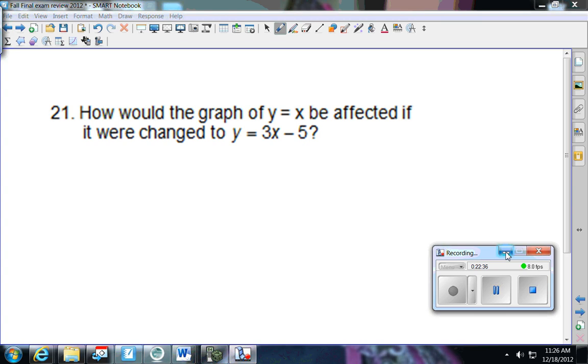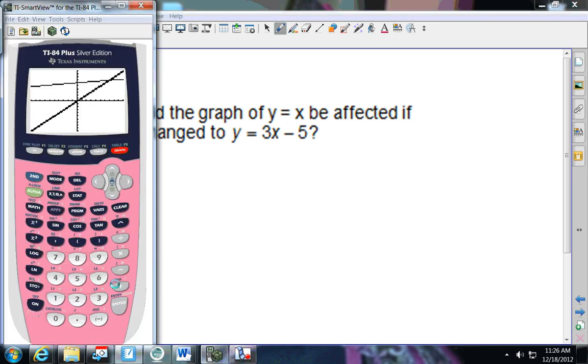Okay, on this next one, we start off, we have the linear parent function. And the equation this time is 3x minus 5. And I press graph. There's the linear parent function. The next one I notice, so here I'm looking at it. And the first thing I notice is that the y-intercept is shifted down. That's down 5 units. The other thing I notice is that the line is steeper. Okay, it's going up more. Well, that makes sense because of looking at the slopes.